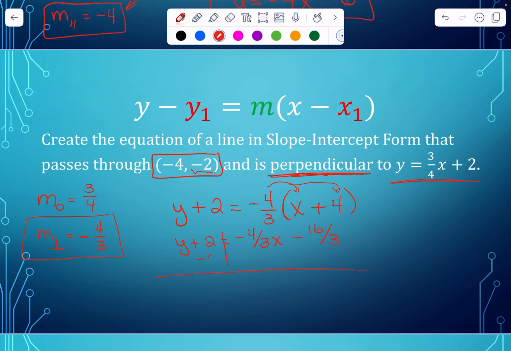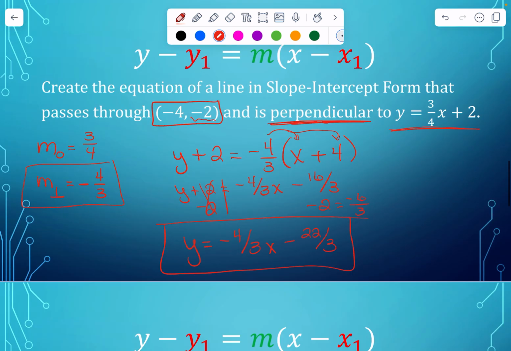I need to get rid of the 2, so I'm going to subtract 2 from both sides. So I'm going to be left with y equals negative 4/3 x. This 2 as a third would be negative 6/3. So negative 16 minus 6 more would get me negative 22/3. We cannot simplify that in any way, and that would be the equation of the line perpendicular to the original that passes through the point negative 4, negative 2.